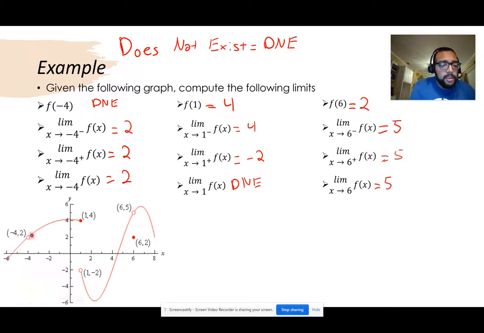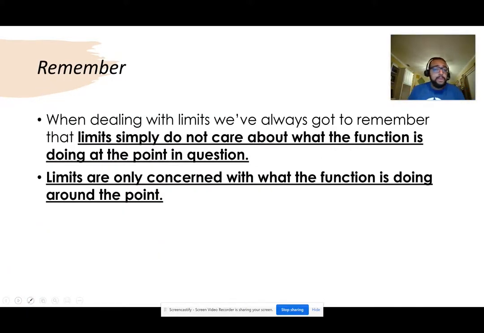Again, f of 6 was 2, but the limit as x approaches 6 was 5. f of 1 was 4, but the limit as x approaches 1 did not exist. And f of -4 did not exist in the first place, but the limit as x approaches -4 was 2. The limit does not care what's happening at that point. It only cares what's happening around the point. When dealing with limits, remember, they don't care about what the function is doing at the point in question. They're only concerned with what's happening around that point.